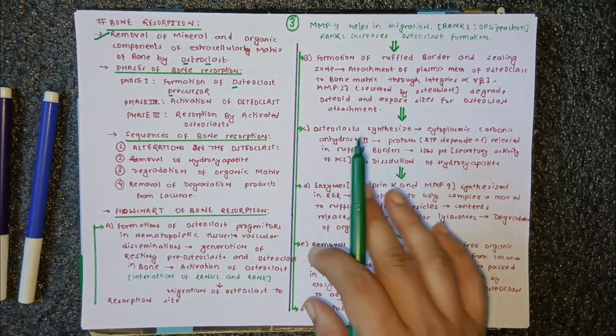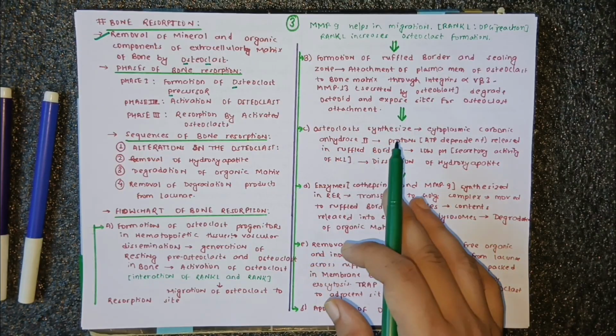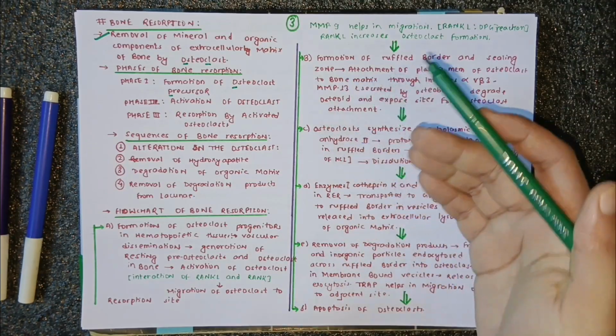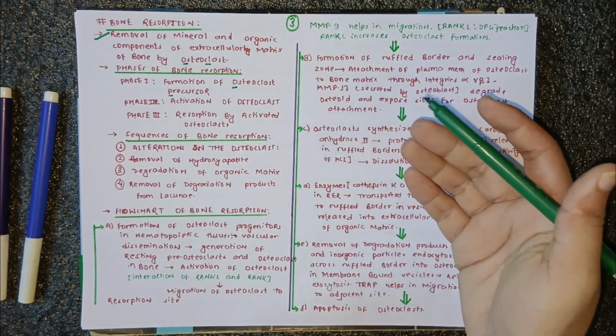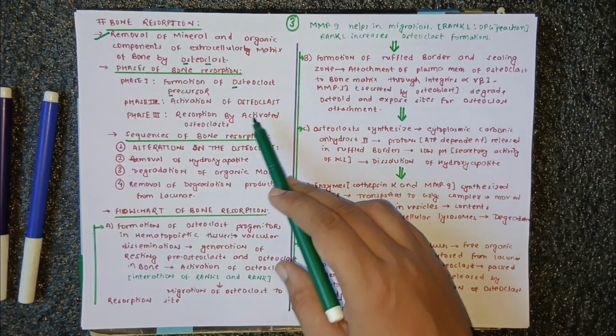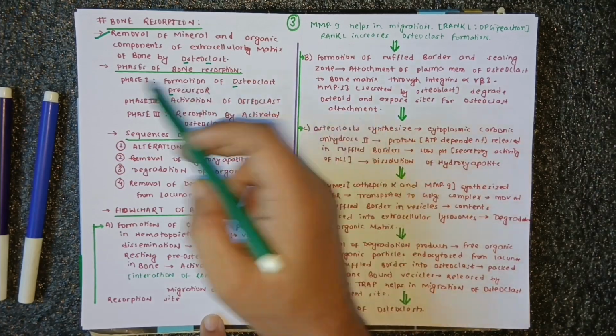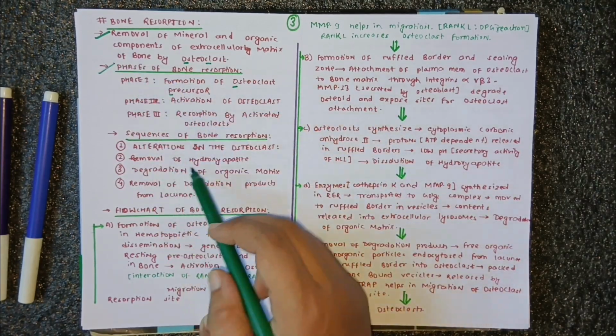Osteoclast precursor cells are formed. After that, those osteoclast precursor cells form the osteoclast, and those osteoclasts get activated, and finally those activated osteoclasts resorb the bone. So those are the three phases of bone resorption. After that, the sequence of the bone resorption.